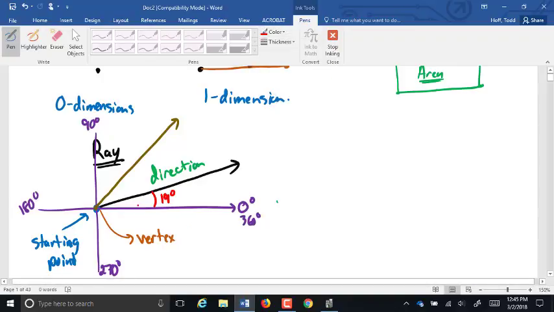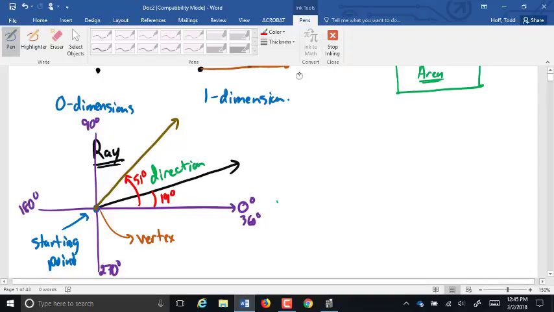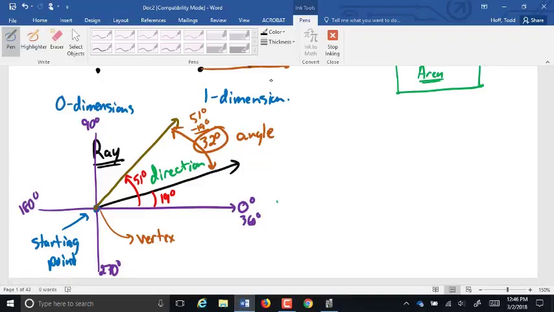And that ray has a direction. Let's say that direction is 51 degrees. Of course, those 2 rays with a common starting point or a vertex form what's called an angle. The size of that angle is just the difference in the direction between the 2 rays. 51 degrees minus 19 degrees is 32 degrees. That's a 32 degree angle because there's 32 degrees difference in direction of the 2 rays. That's the technical definition of an angle, and kind of an old definition of an angle.